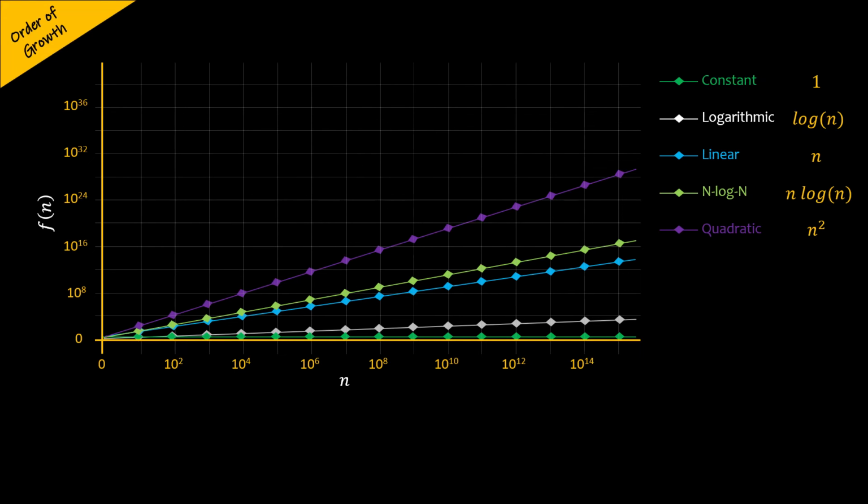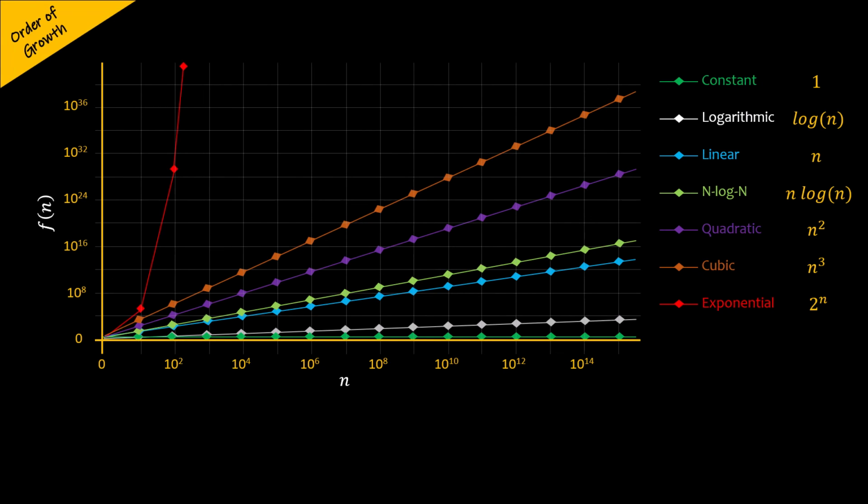If the order of the runtime function f of n is n cubed or cubic, then the algorithm's runtime is worse than the quadratic runtime, and it's not feasible to use such algorithms for large inputs. Also, when the runtime function f of n is exponential, we should not use such kind of algorithms at all, since the runtime function grows drastically even for a small size of n.